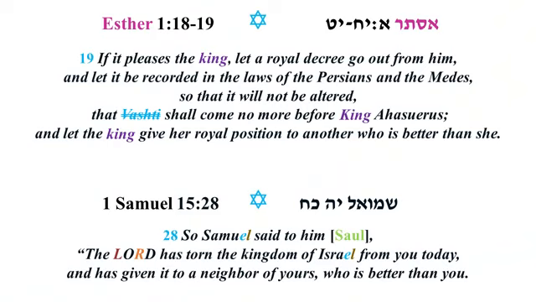Okay, so Vashti's going to have her queenness taken from her, which is not uncommon in the Old Testament. 1 Samuel 15:28. So Samuel said to Saul, the Lord has torn the kingdom of Israel from you today and has given it to a neighbor of yours who is better than you. So it's not unheard of to have your kingship or queenship taken from you.